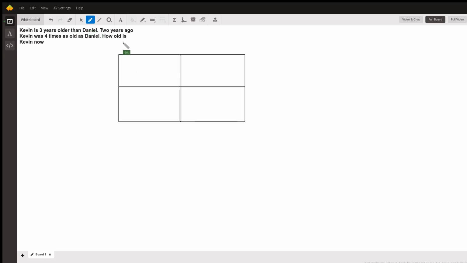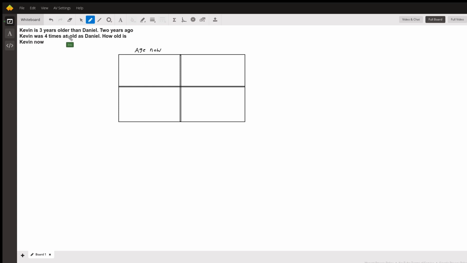So if you want to solve this, you can just set up a 2 by 2, 2-column chart. 4 boxes to be a little bit more specific. On the top of our chart, we always want to write the 2 times we're given. So age now, because we're asked how old is Kevin now. So we clearly need an age now column at the top of our chart.